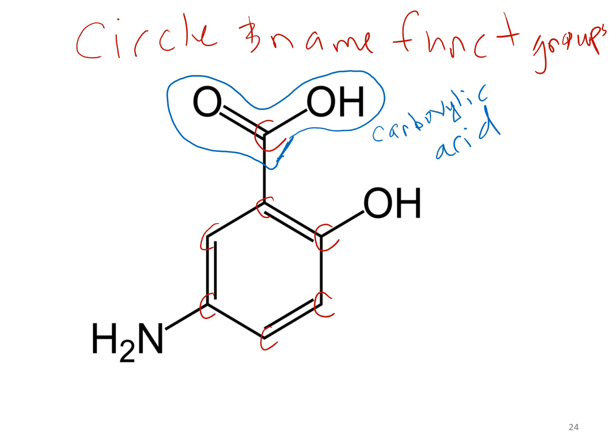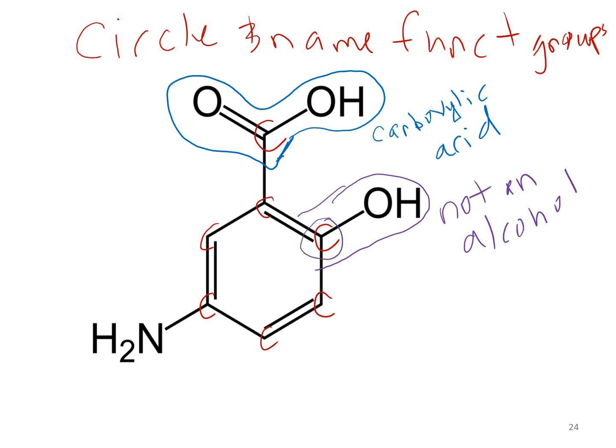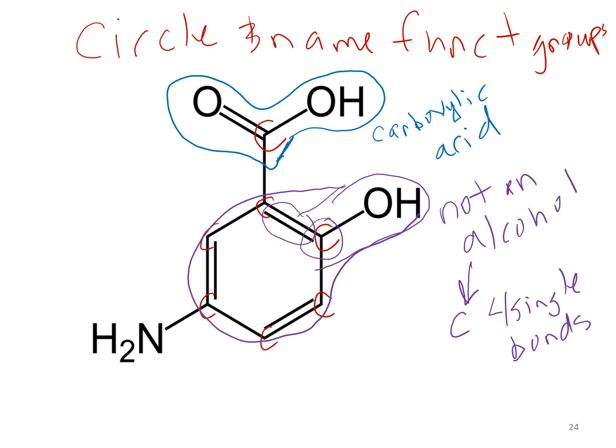Okay, let's go to the right here. So we have an OH attached to a carbon. Now you might think that's an alcohol. This is not an alcohol. The reason it's not an alcohol, because if we look at this carbon here, there is a double bond. To be an alcohol, the carbon must have 4 single bonds. So this is actually not an alcohol. It's another functional group that we'll be learning about in a later chapter. When you have an OH attached to this aromatic ring, it's called a phenol. So don't worry about that yet.